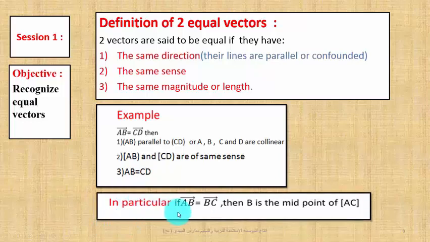In particular, if vector AB equal to vector BC, then B is the midpoint of AC. Look, my student, for these two vectors, AB equal to vector BC. The ending point of the first vector is the starting point of the second vector. So the two vectors are equal, but they have a common point, so that we can say that B is the midpoint of segment AC.